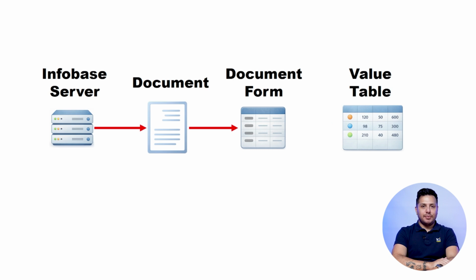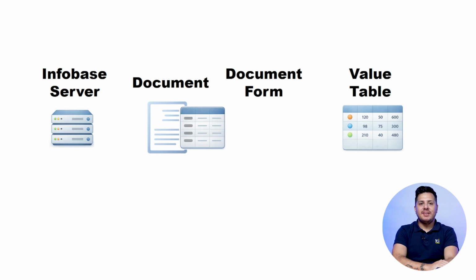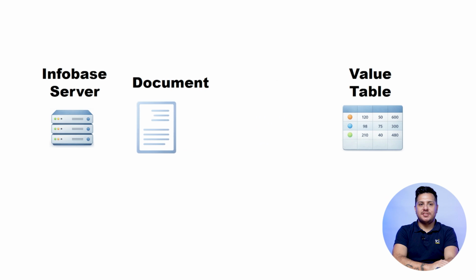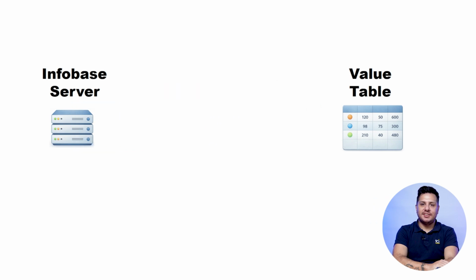The main advantage of universal value collections is flexibility. They don't require metadata changes and can be created dynamically in code. However, remember that their data is lost when the procedure finishes. They are not stored in the database.